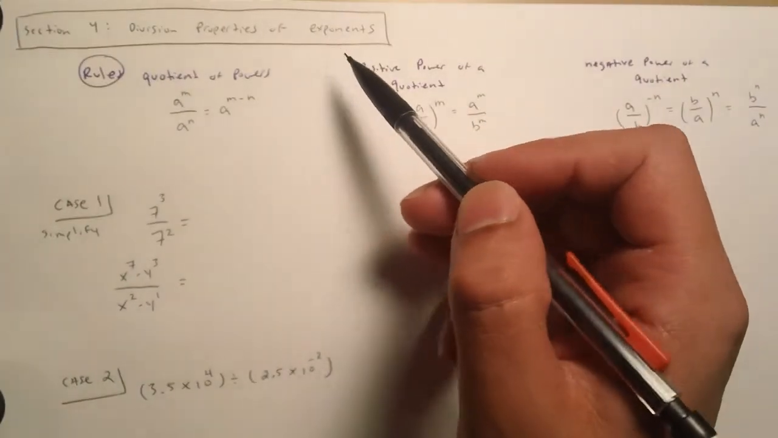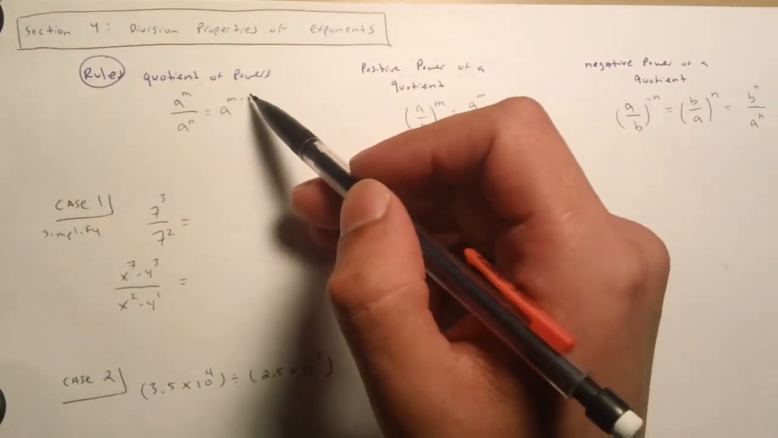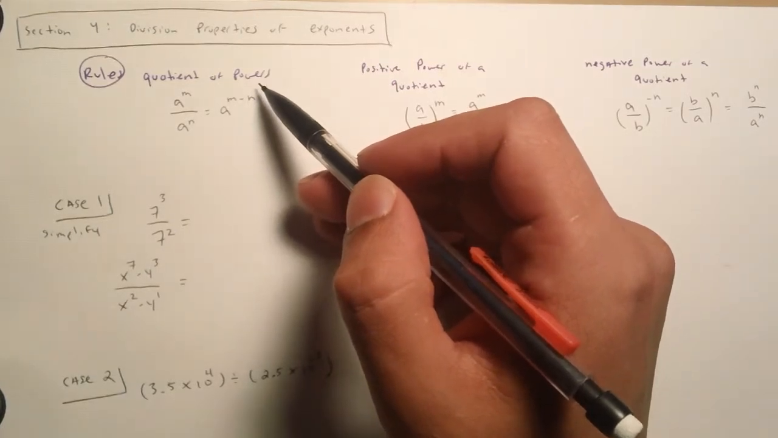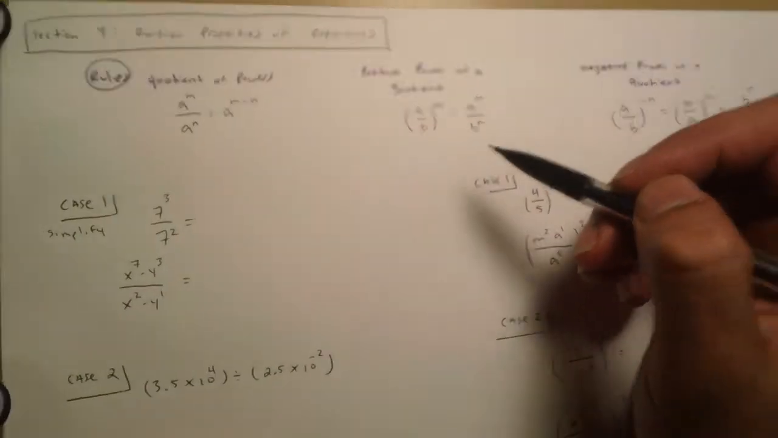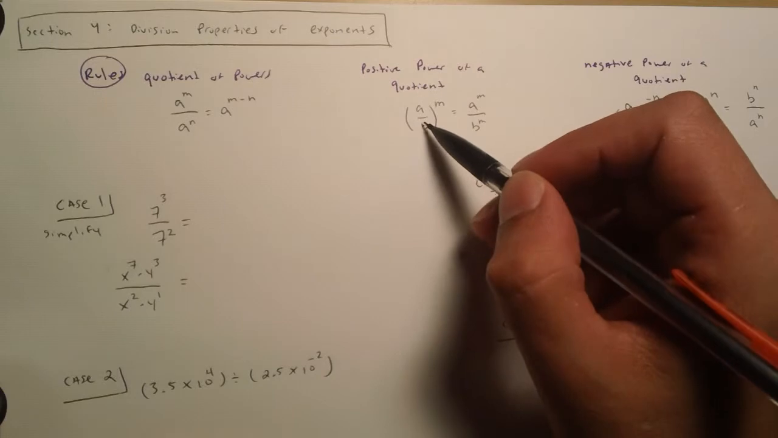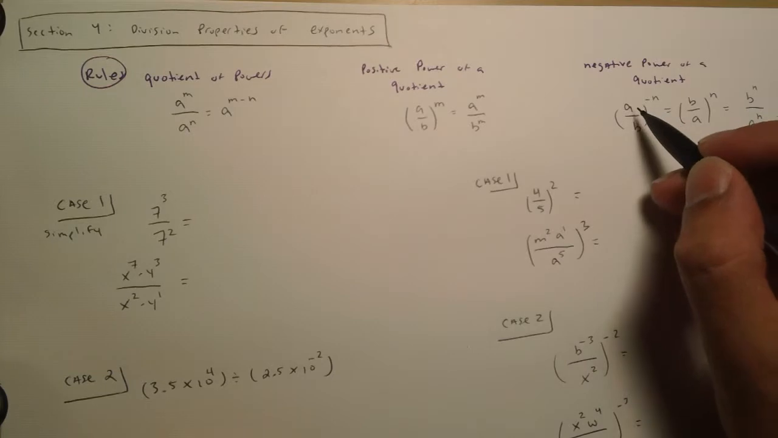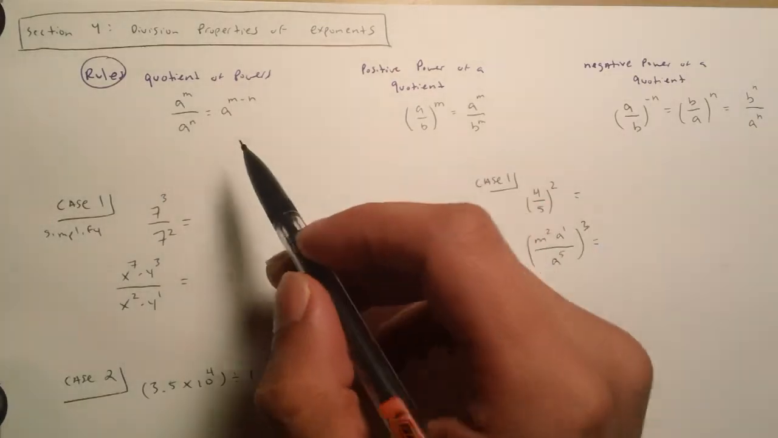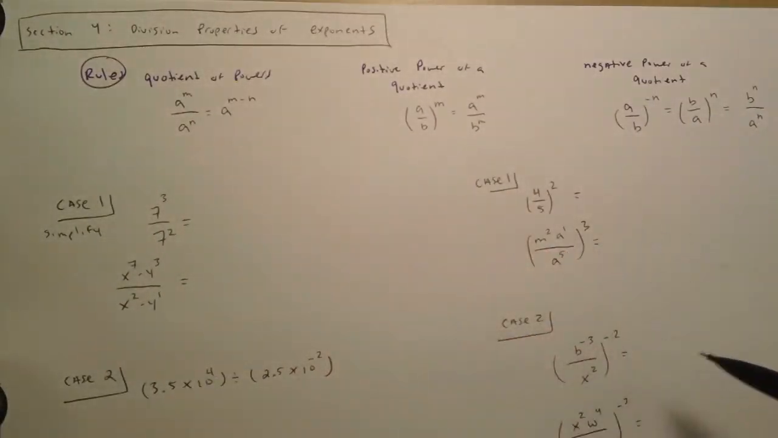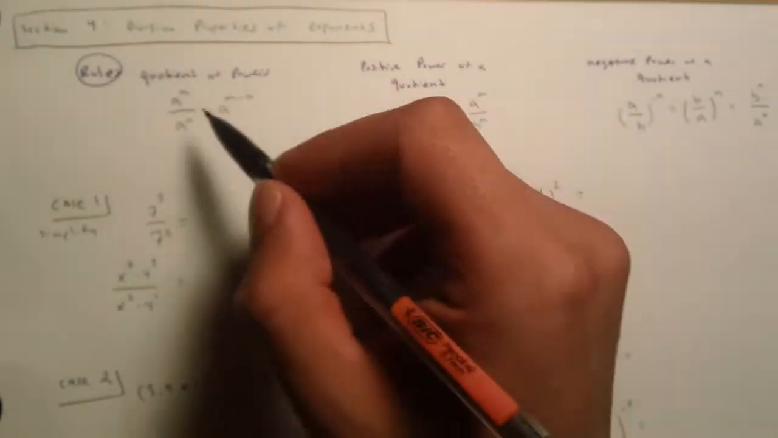There are three primary rules underneath division properties of exponents. One is the quotient of powers, which is similar to the product of powers from the third video. Then we have the positive power of a quotient, where we have a fraction involved in the base raised to an exponent, and the negative power of a quotient, where we have a fraction in the base and there is a negative exponent. Now each one of these we're going to go through in each case.